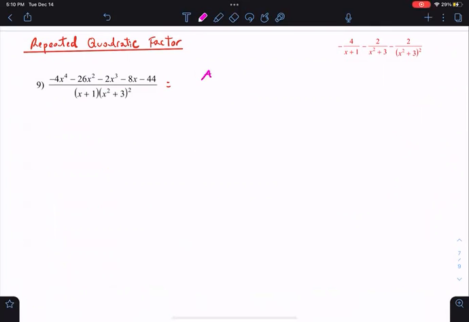So I just need to say A over x plus 1, and then B over x squared plus 3 to the first power. But because this is quadratic factor, I need to put bx plus c here. And then the other one is going to be dx plus e over x squared plus 3 to the second power. Remember? That's how you do it.